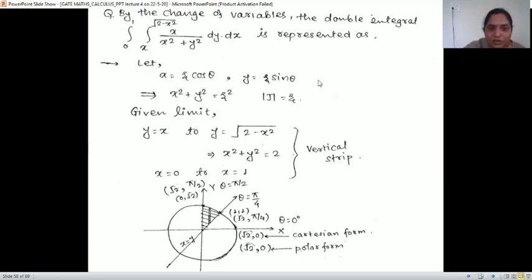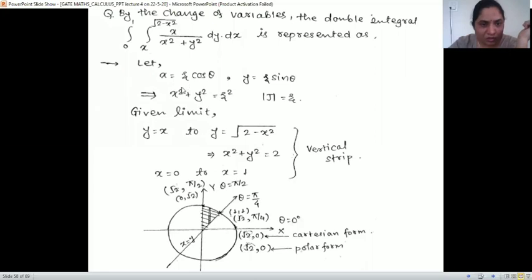So tan inverse y by x. What is our y and what is our x? So we know the limits of x. If we put x is 0, we get 0 by r, so cos theta is 0. So theta is cos inverse of 0. Which value will give you 0? cos pi by 2 is 0. So one limit is pi by 2, and we know the upper limit is x is 1.